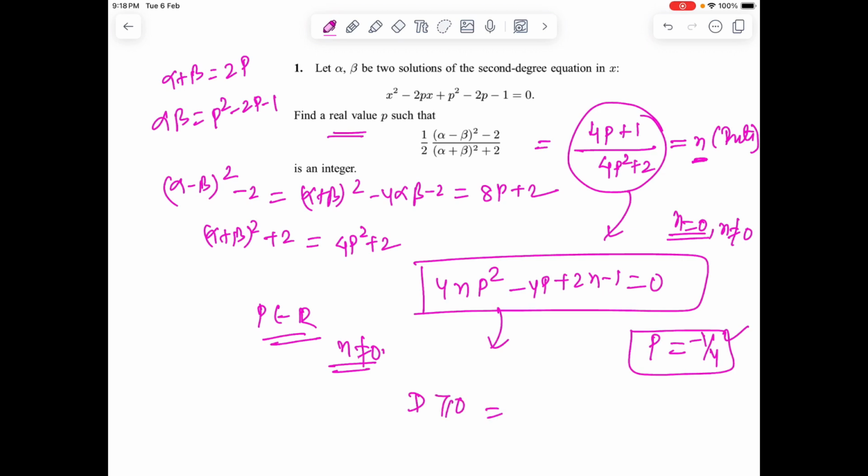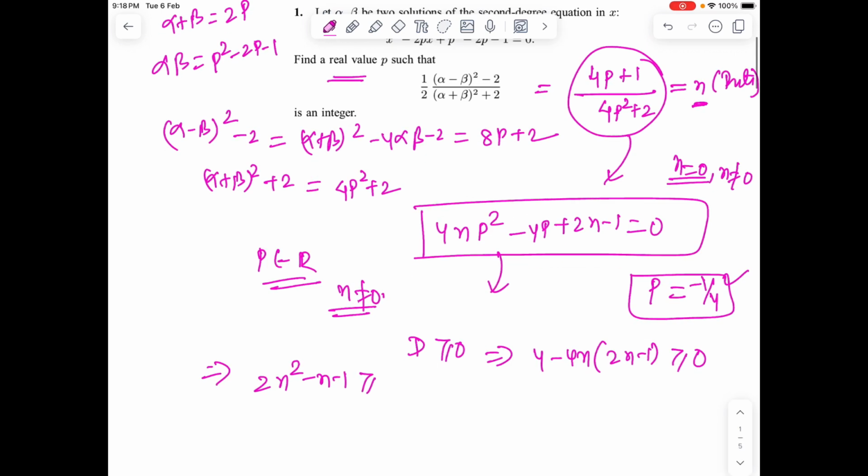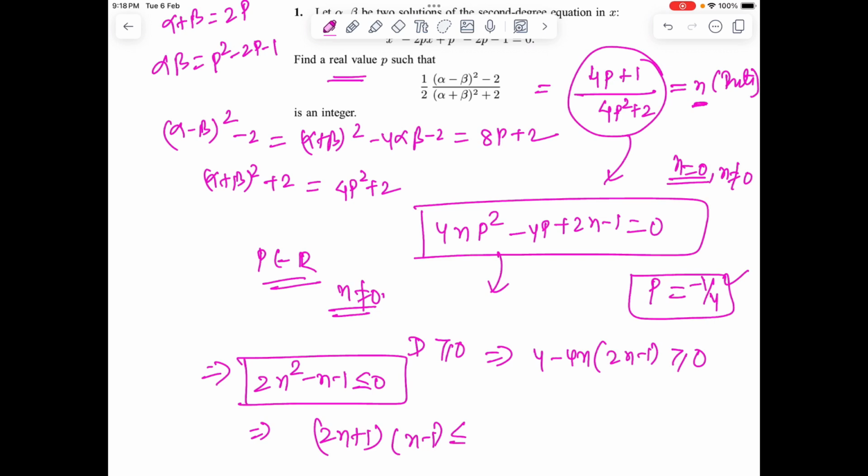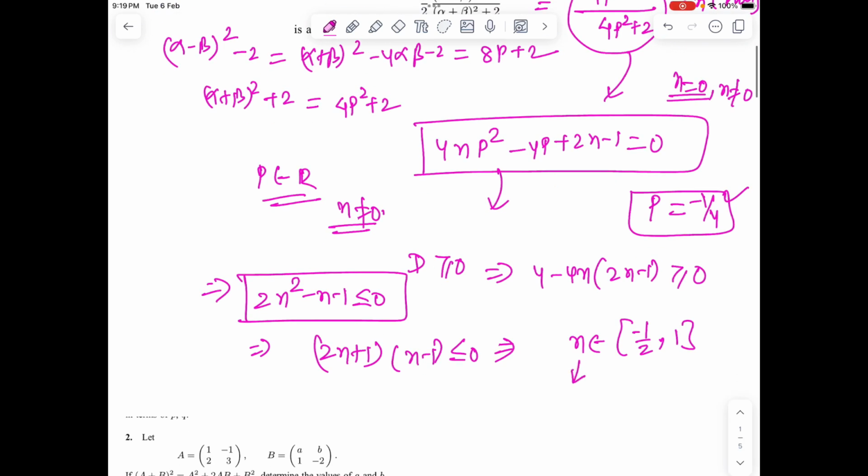Then for this quadratic to have real roots, we must have D greater than or equal to 0, which amounts to 4 minus 4n(2n minus 1) greater than or equal to 0, which clearly translates to 2n square minus n minus 1 less than or equal to 0. And with a bit of factorization, (2n plus 1)(n minus 1) less than or equal to 0 gives us n belonging between minus half to 1. Now since we know n is an integer, the only possible value that we can take is n equals 1.